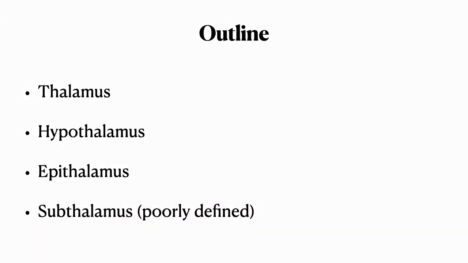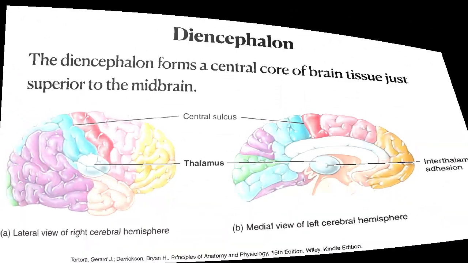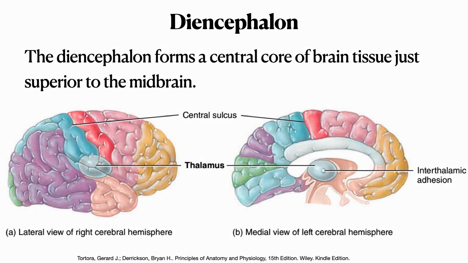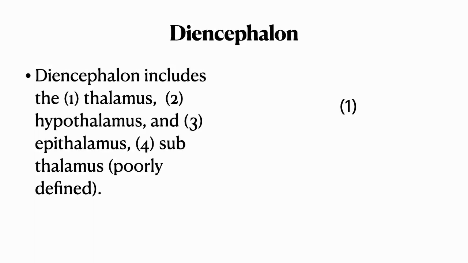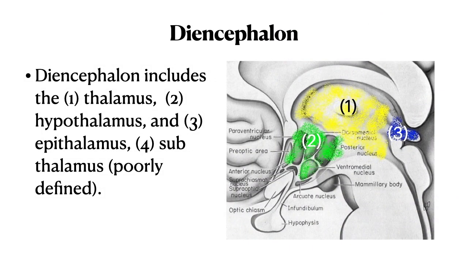Now, since there are four components of the diencephalon, we will look at each of the components. On this picture, we can see the location of the diencephalon. So as we said, there are four parts of the diencephalon.